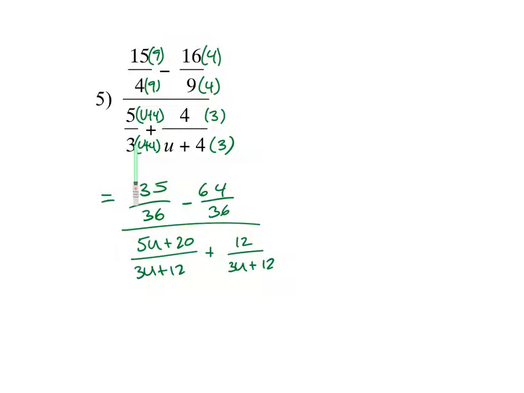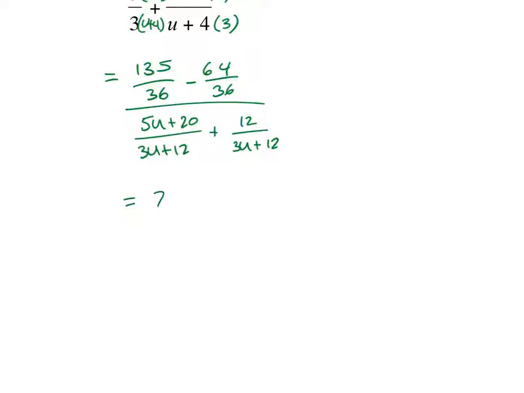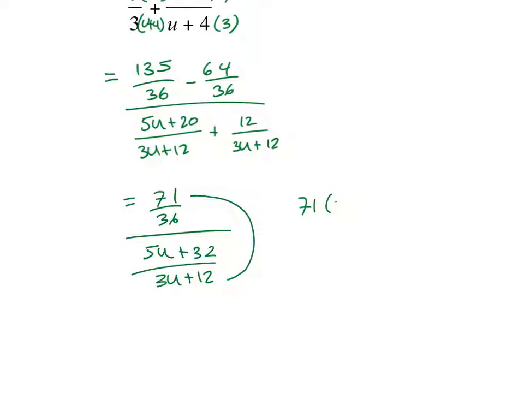So here I'm distributing right here and right there. So right here I have 135 minus 64 equals 71 divided by 36. Everything divided by 5u plus 12, or 32, sorry, divided by 3u plus 12. So now again, multiplying numerator times the denominator down here. So 71 times 3u plus 12. And then denominator times, so 36 times 5u plus 32.